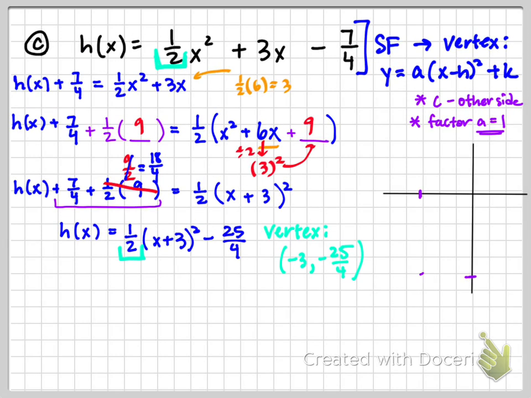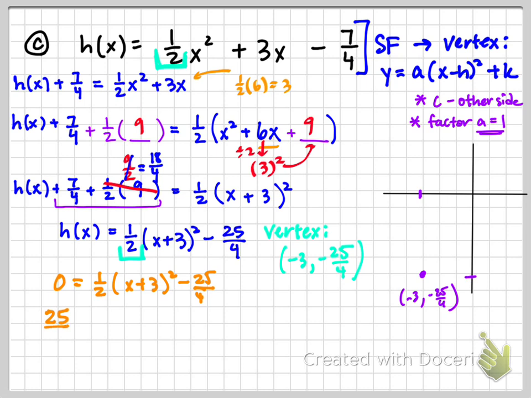So we have this statement here, -3, -25/4. We know we're going to go up. But what's the solution of this? Like, how would we find the zeros? So let's do that. Let's find the zeros before we graph it. If 0 is equal to 1/2 times x plus 3 squared minus 25/4, first step we would do is add 25/4 to the other side.